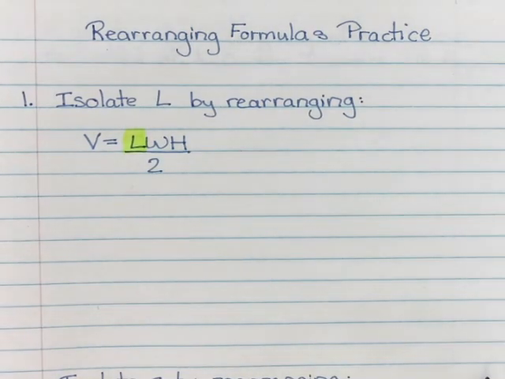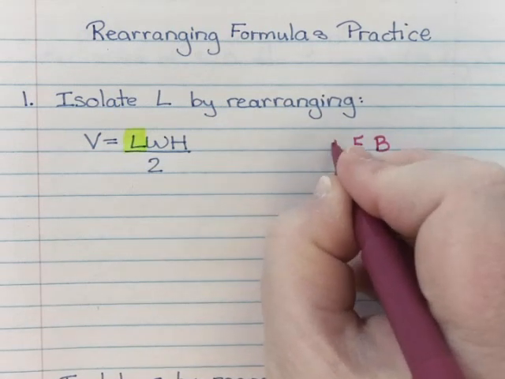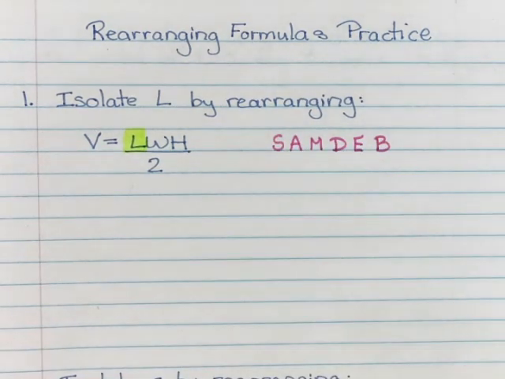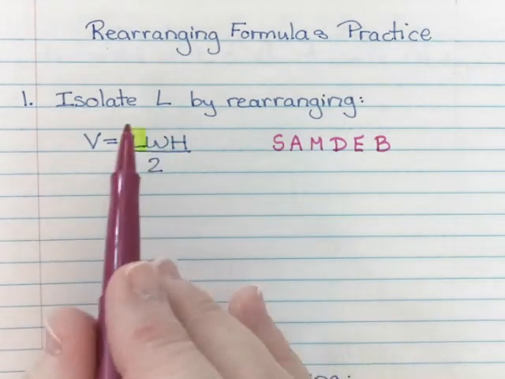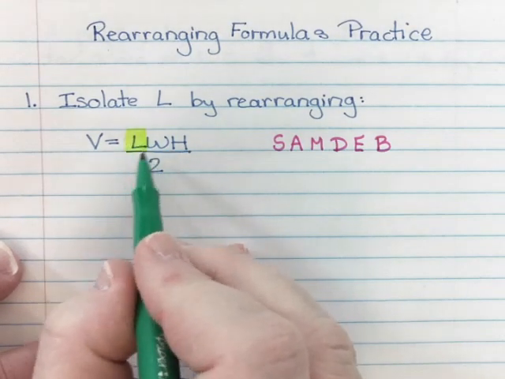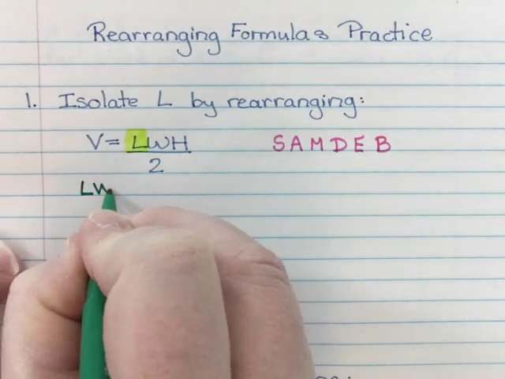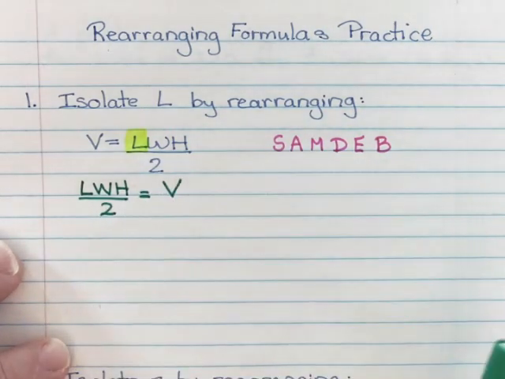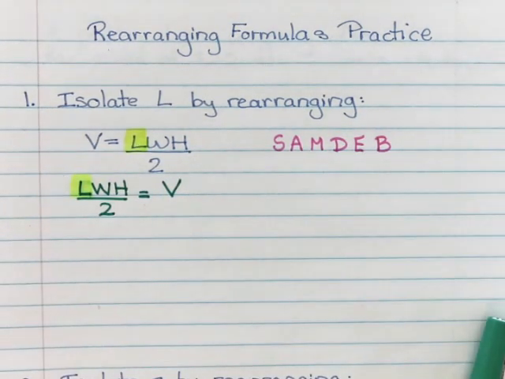And when I am rearranging, I try to use order of operations in reverse. So order of operations, we use the short form BEDMAS to help us remember. And if I do that backwards, that is SAMDEM. So what I'm going to do is start by trading the sides of my formula. You don't have to do this, but I find that people do better if the letter they're isolating for is on the left-hand side of the equation. So I'm going to rewrite this as length times width times height divided by 2 equals V. All I did was just trade the two sides to make this a little easier for us.